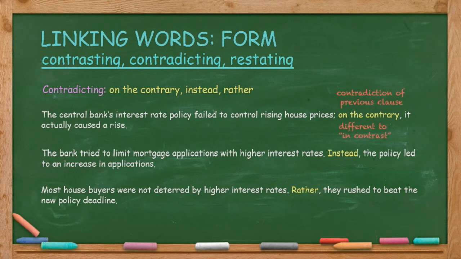Let's look at the next sentences. The bank tried to limit mortgage applications with higher interest rates. Instead, the policy led to an increase in applications. Most house buyers were not deterred by higher interest rates. Rather, they rushed to beat the new policy deadline.